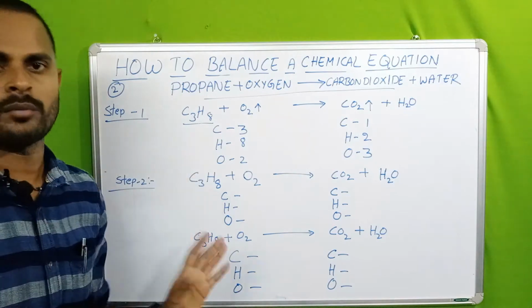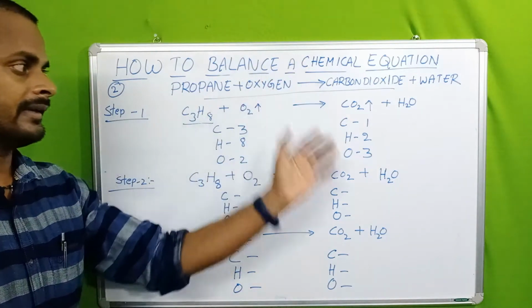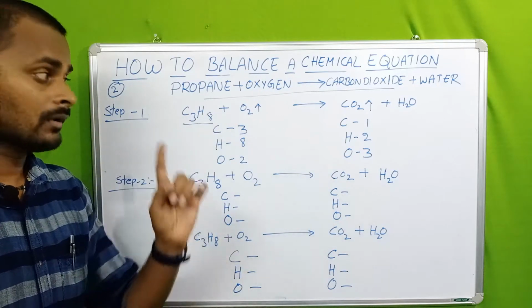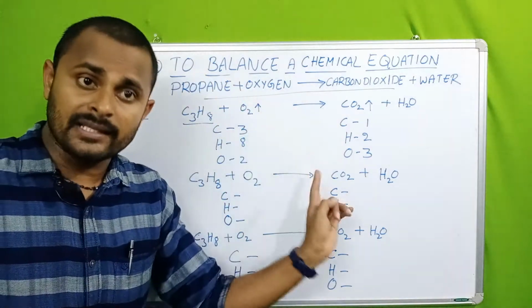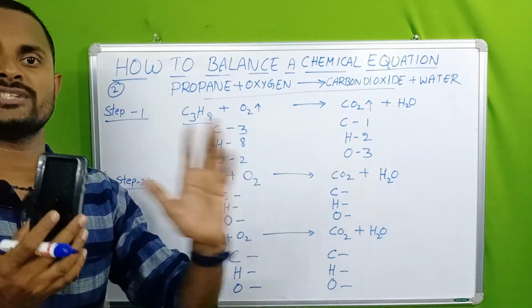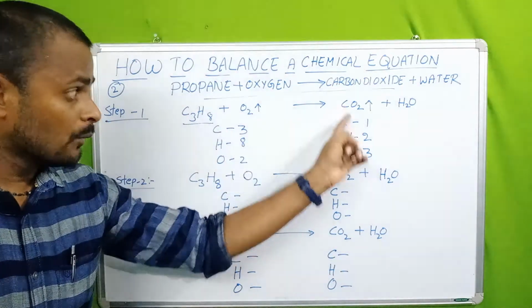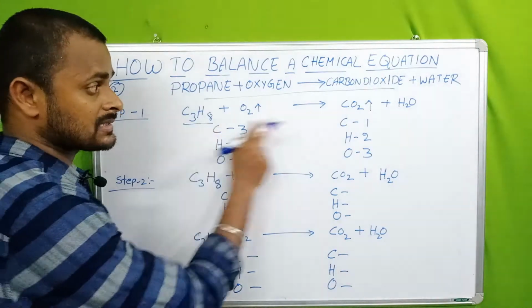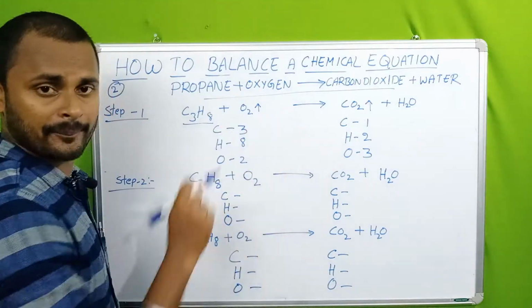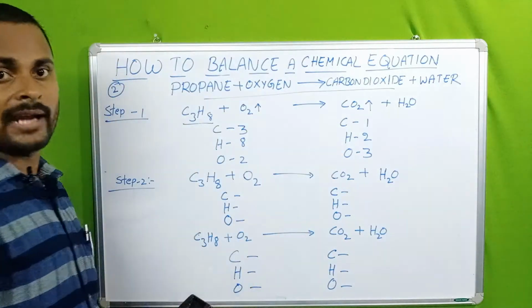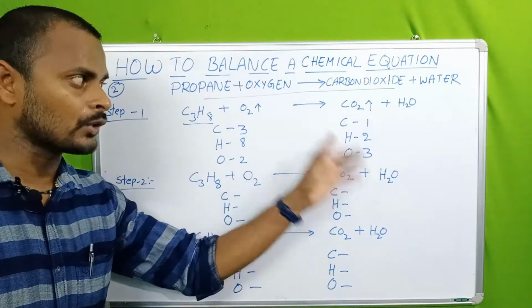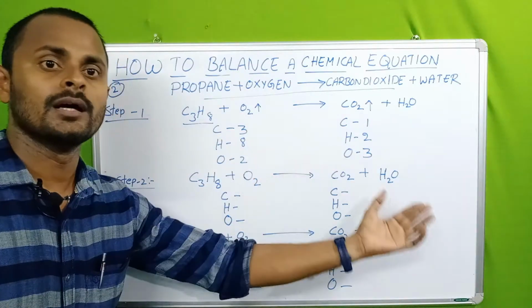Here the equation is not balanced. So we have to balance the equation. So in step 2 you have to balance the equation. How? Remember that when you balance a chemical equation, first you have to balance the one which has the highest difference. That means here carbons 3 in the reactants, 1 in the products; hydrogens 8 in the reactants, 2 in the products; oxygens 2 in the reactants, 3 in the products. The high difference is between the hydrogen atoms on the reactant side and product side. So first you have to balance the hydrogen number on the reactant side and product side.